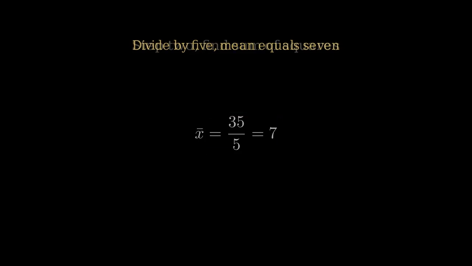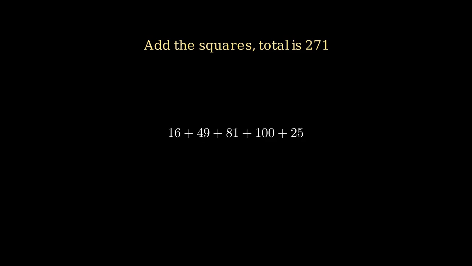Step 2. Find the sum of the squares of the values. Square each value. 4 squared is 16, 7 squared is 49, 9 squared is 81, 10 squared is 100, and 5 squared is 25. Add these squares together, 16 plus 49 plus 81 plus 100 plus 25, giving 271.